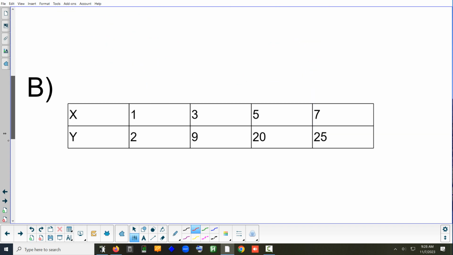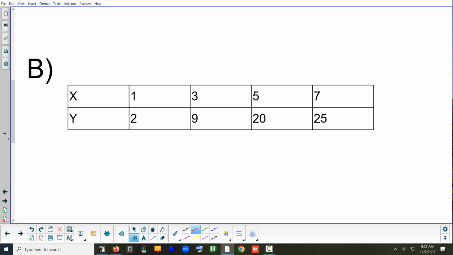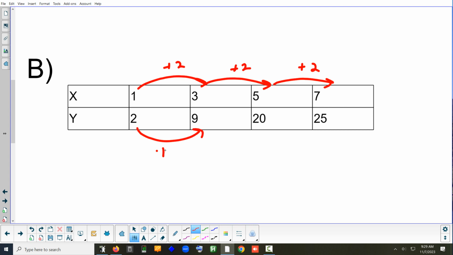All right, let's try B. Okay, let's check the x's first, and then we'll check the y's. How do you get from 1 to 3? Add 2. And 3 to 5? Add 2. And 5 to 7? Add 2. Okay, so that's good. All the x's are adding the same number each time. Now, let's try this. How do you get from 2 to 9? You add 7.